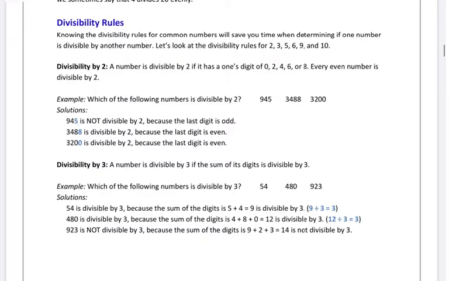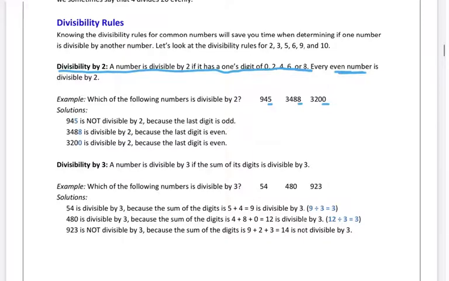Okay, so divisibility rules. There's a series of divisibility rules, and you're going to want to know these. The first one is divisibility by 2. So what do they say here? A number is divisible by 2 if its ones digit is 0, 2, 4, 6, or 8. What that basically means is that if I go to the back digit and as long as it's 0, 2, 4, 6, or 8, these are even numbers, then you know it's divisible by 2, which does mean even.